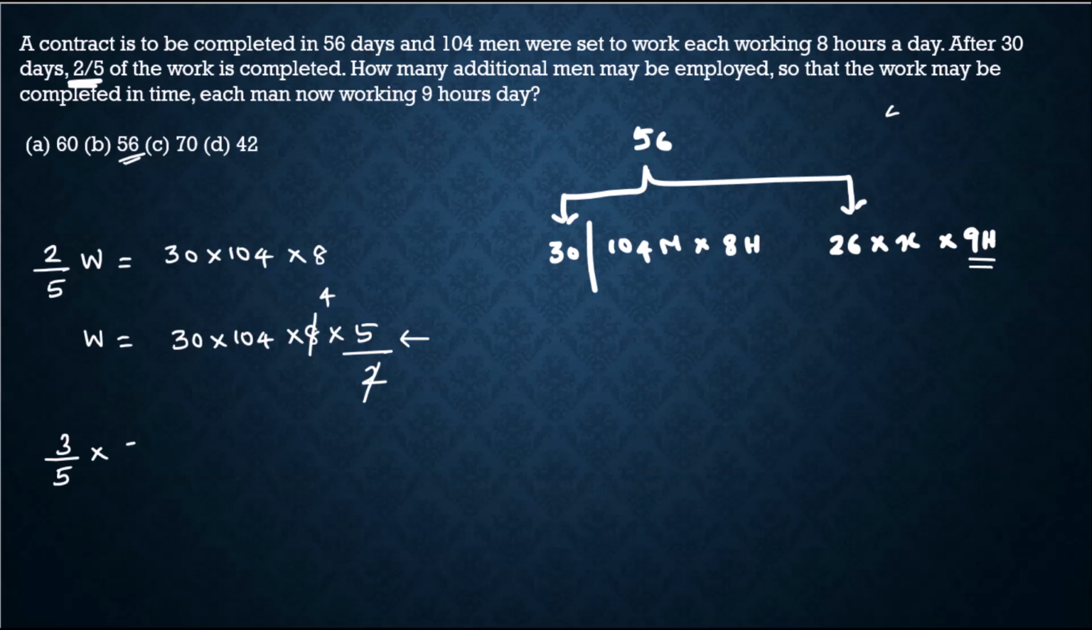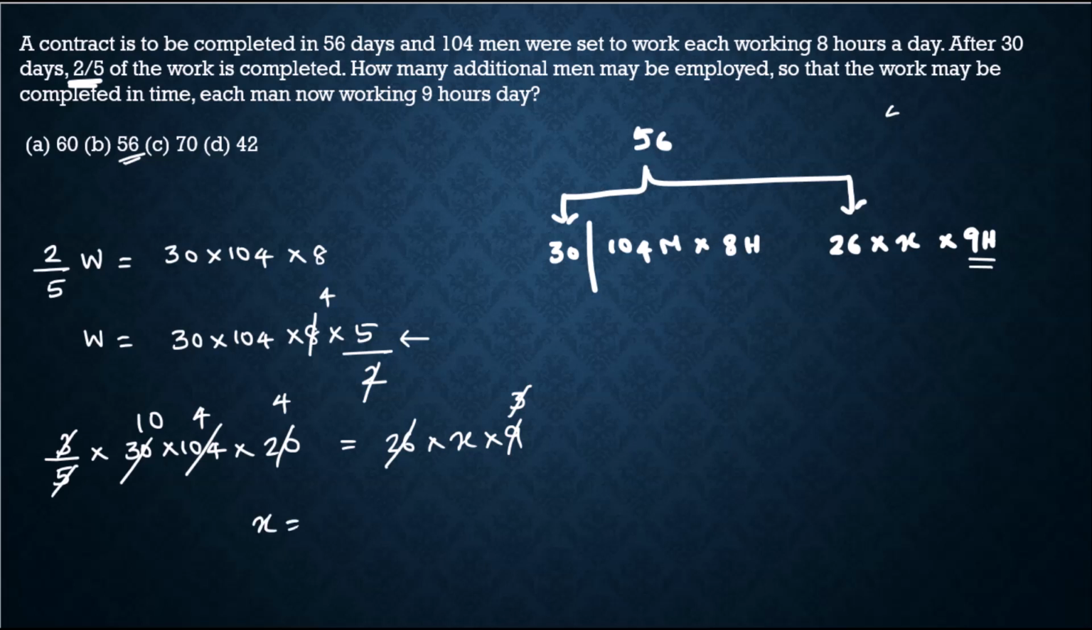So what we can write? We can write it as 3 by 5 portion of 30 into 104 into 20 has to be finished by 26 days. X men working 9 hours per day. How can we do? We can simply do, this can be cancelled up. Here you will be getting a 4. This 3 and this 9 can cancel, you will get a 3 here. 3 and 30 can be cancelled up. Here you will be getting a 10. 104 and 26 can be cancelled up. Here you will be getting a 4.